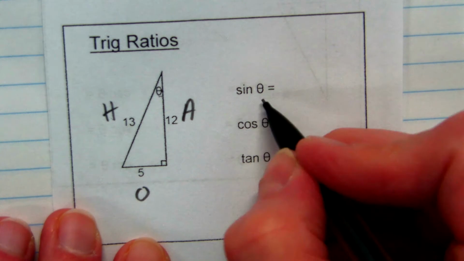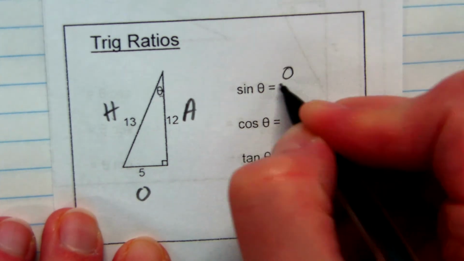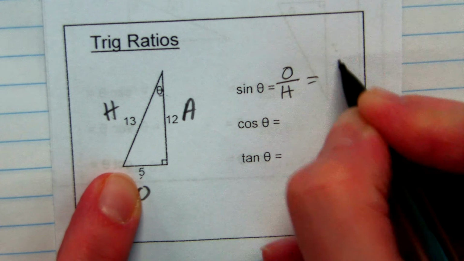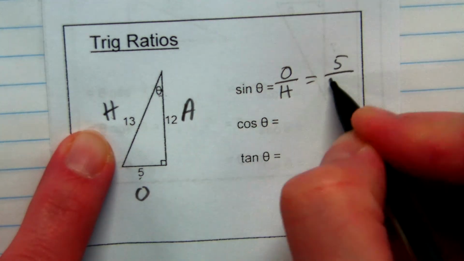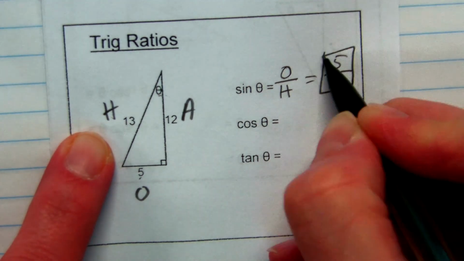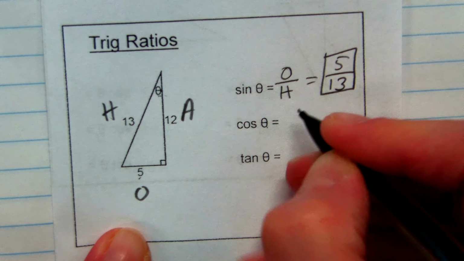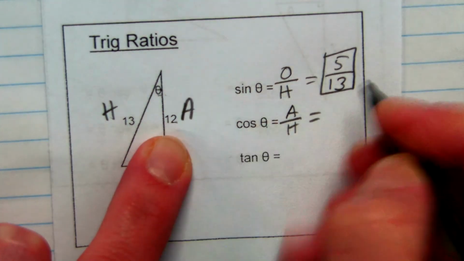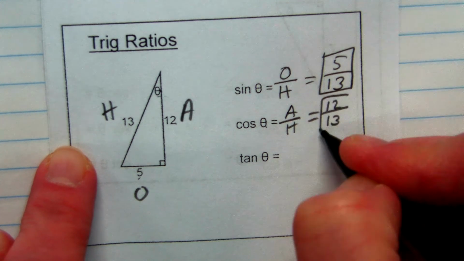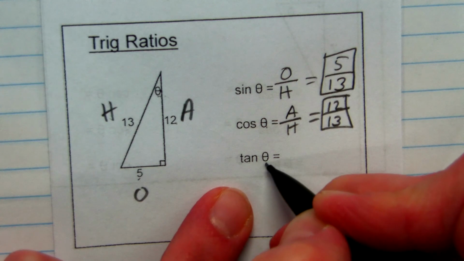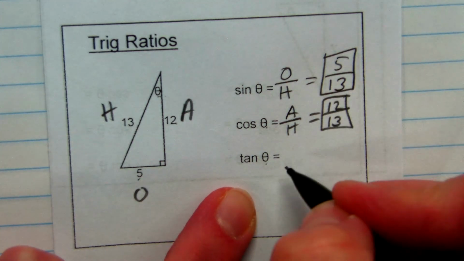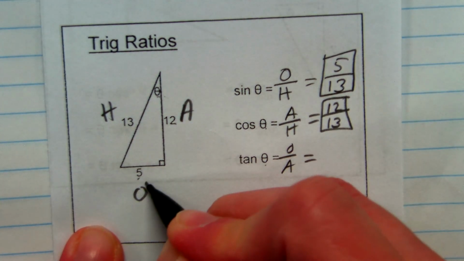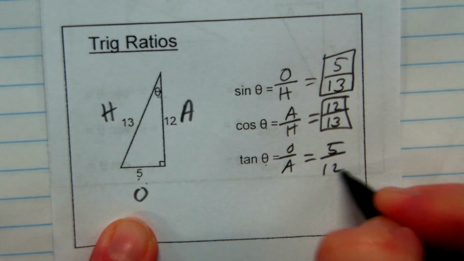All right, so if we set up sine, it is opposite over hypotenuse. So I go over to my triangle, okay, 5 is opposite, so it's going to be 5. Hypotenuse is 13. And so there's my answer. For cosine, I need the adjacent side over hypotenuse. So I go to my triangle. Adjacent is 12. Hypotenuse is 13. And then for tangent, we have opposite over adjacent. That ends up being 5 over 12.